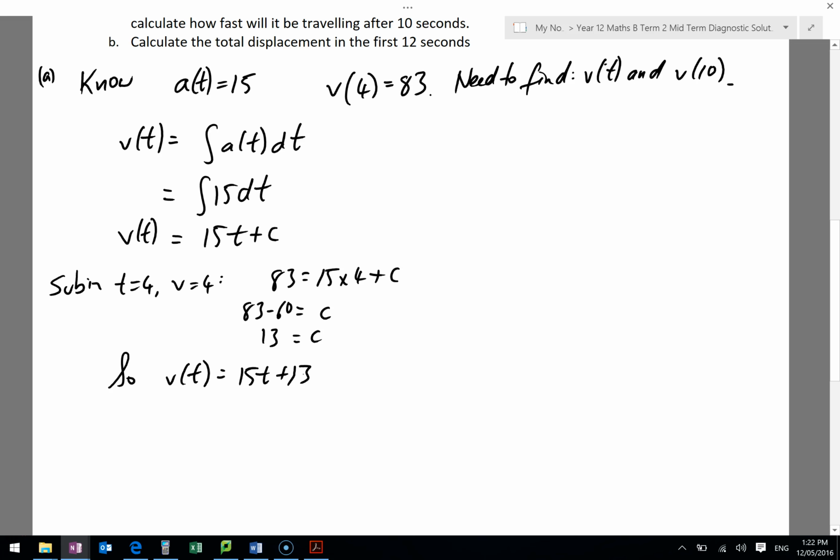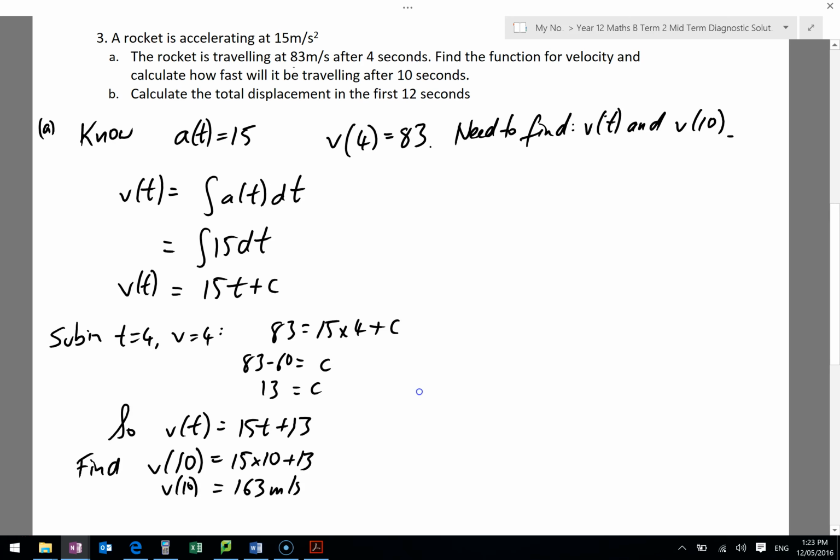Also need to find v(10). So write that, find what v(10) is. I need to substitute that in. 163 meters per second. And write some sentence about that.